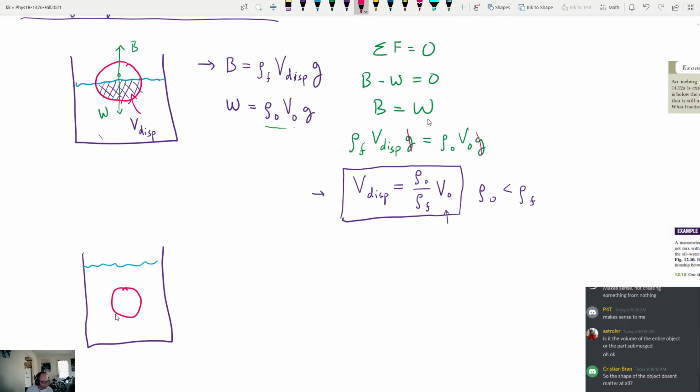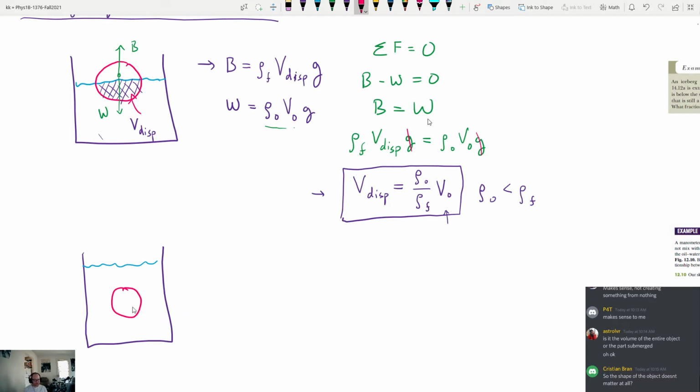Christian Brand asks, so the shape of the object does not matter at all? No, Christian, it does not. It is only the density. The density is the only thing that determines whether an object is going to float or sink, basically. Christian, that's to answer your question.